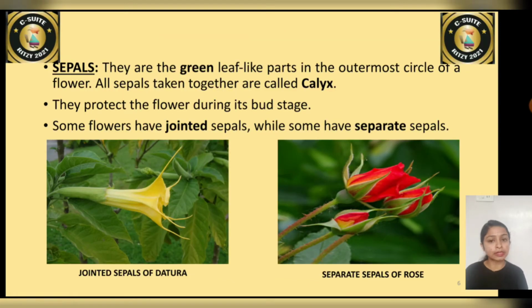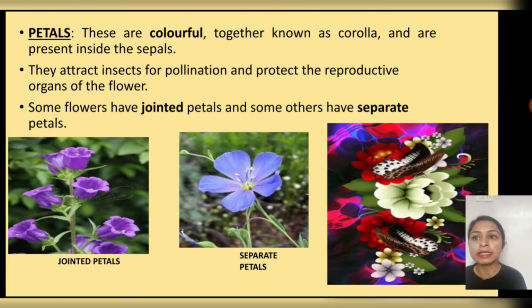Then next come the sepals. What are sepals? They are green colored structures. All the sepals together are known as calyx, and they protect the flower during its bud stage. Sepals can be joined or separate. I'm just giving you the gist, and then we are going to see it in the video. Then petals. You can see the colorful part of the plant that will attract the insects for pollination. The petals can be joined or separate.